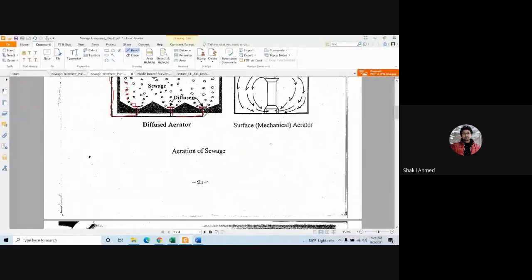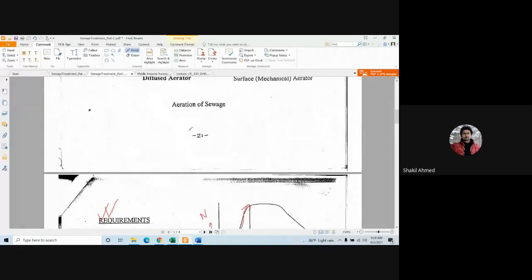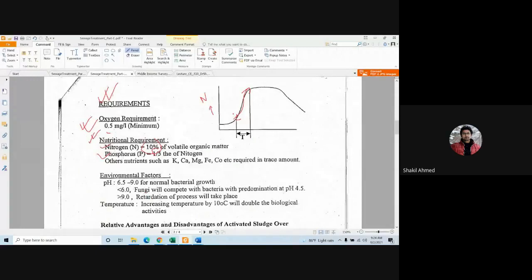For this process to be efficient, you need 10% of nitrogen, phosphorus 1/5 of the nitrogen. That means nitrogen to phosphorus ratio should be 5/1.